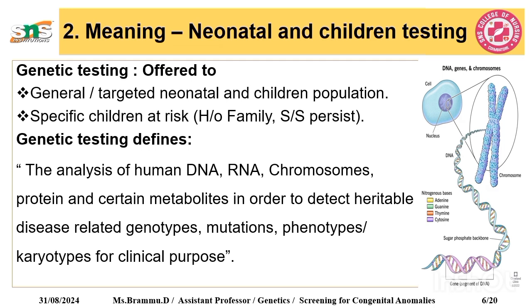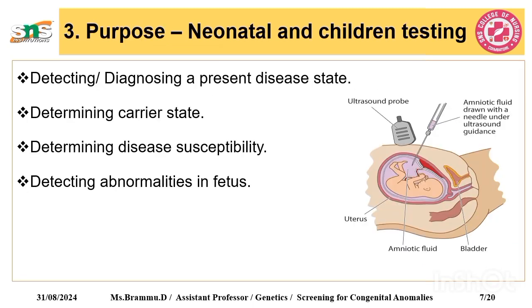So, coming to the meaning of neonatal and children testing. Genetic testing is mainly targeted, or you can do it for a general population. The targeted population might be neonates or the children itself. Here we will be screening all the children who are at risk, might be history of family or any person who is showing the signs and symptoms of congenital or genetic deformity. Genetic testing here defines the analysis of the human DNA, RNA, and chromosomal abnormalities, where we can screen it either in intrauterine life or even in extrauterine life.